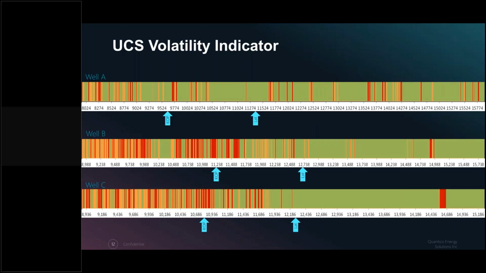Now we bring to bear the AI and the pre-trained models, where what this shows is an indicator of the compressive strength volatility or gradient, from surface to kickoff to the lateral and through the lateral. What this means is in green, it was fairly stable compressive strength. But when you get to the oranges and red, it was very, very volatile, into extreme standard deviations of volatility.